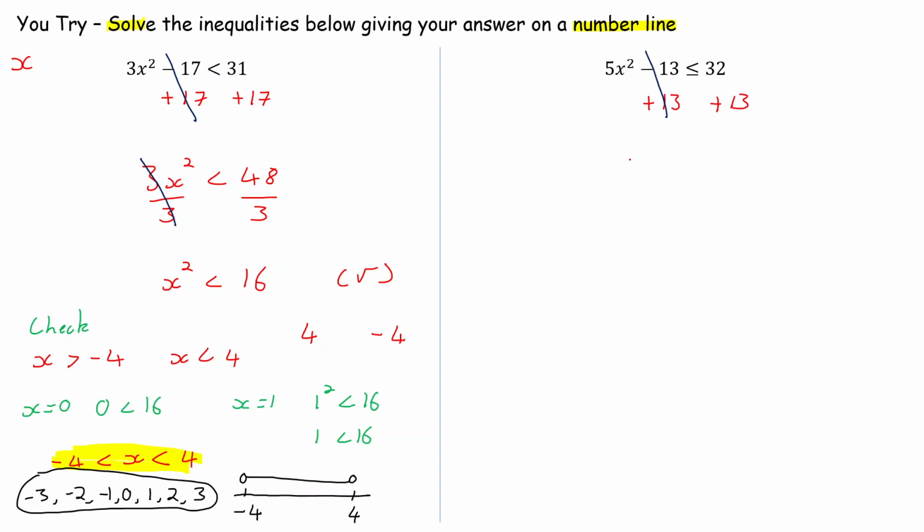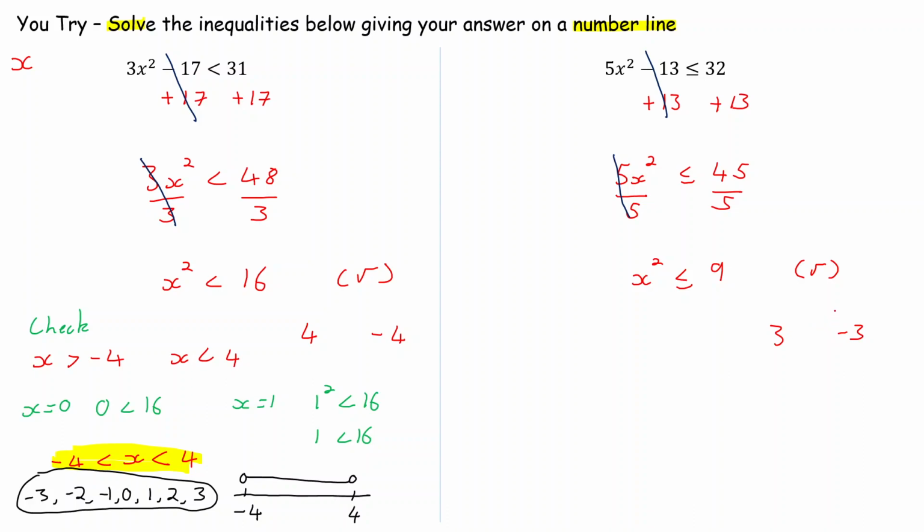And we're left with, on the left-hand side, 5x squared being less than or equal to 32 plus 13, which is equal to 45. Then divide through both sides by 5, which is good because then these 5s cancel, and I'm now left with x squared being less than or equal to 45 divided by 5, which is 9, which again is good because it's a square number. And well, what squared is equal to 9? Well, root both sides, because then we get either 3 or minus 3.